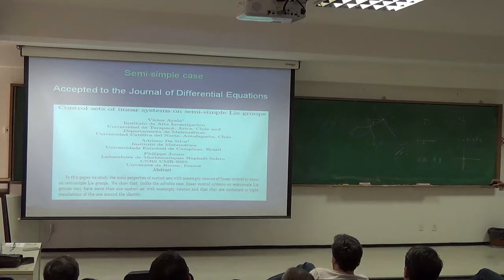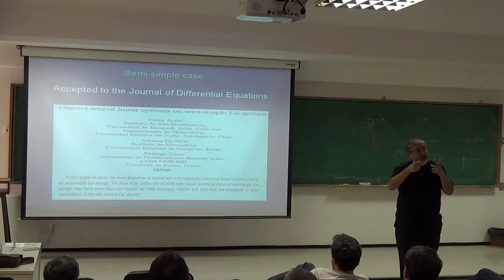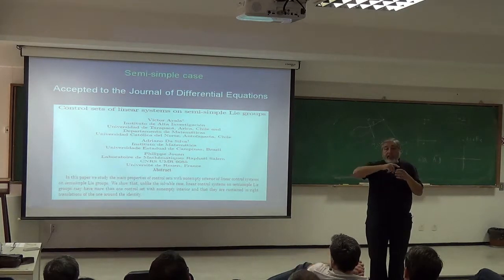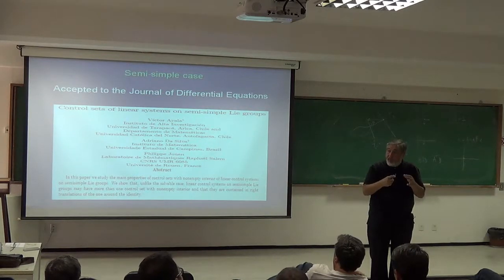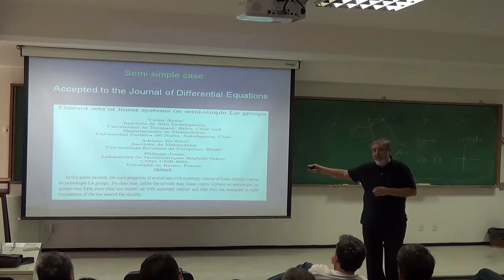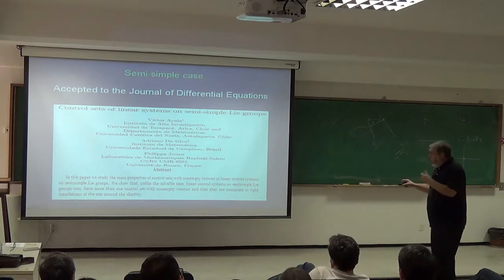This is another paper in the semi-simple case. Contrary to the solvable case, there is one control set in the identity, but there are more. These are translations of the control set of the identity by some element of the Weyl chamber. So here is all this heavy machinery from semi-simple Lie groups.